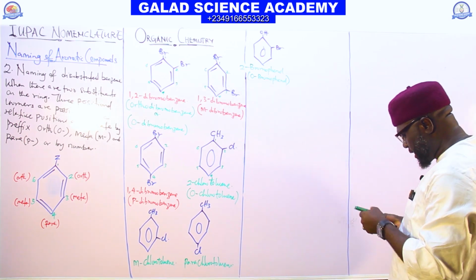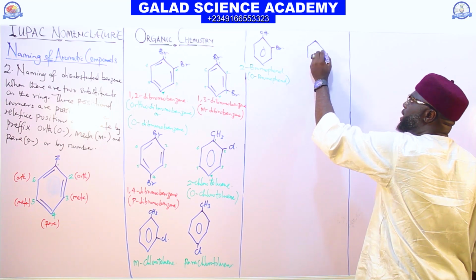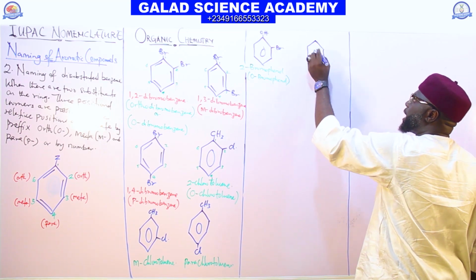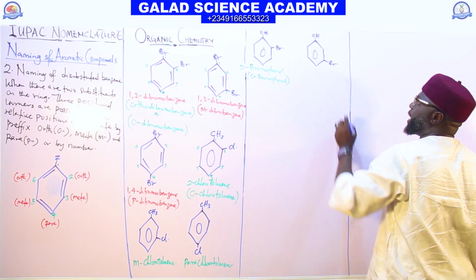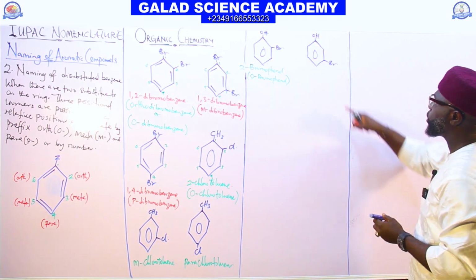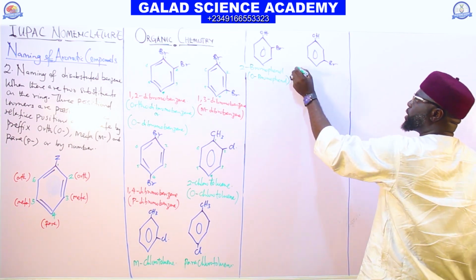2-bromophenol. And this one, if you have another one in this form, benzene, like this, we have phenol, and then we have bromine here. What should be the name? This one will be 3-bromophenol. We call it what?